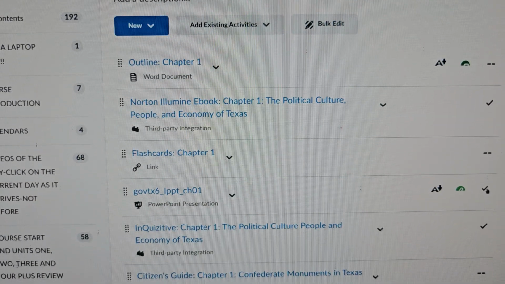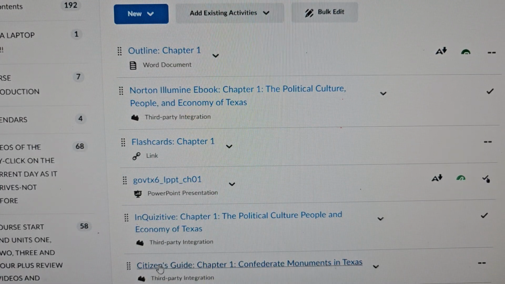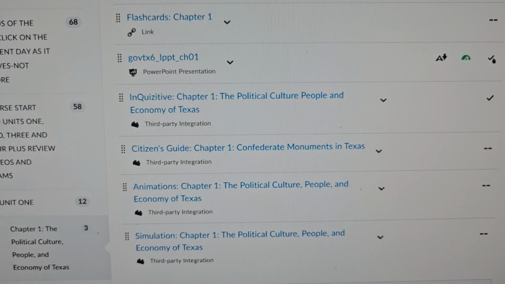Now, what you don't do is this. You don't have to do the Citizens Guide, Confederate Monuments, or Animations, or Simulations, Chapter 1. You don't need to do those. If you do them, fine. You might show a grade, but the grade does not count. So you do not have to do these. There's nothing wrong with these, but I just did not want to overwork you and require too many activities for you. Okay.